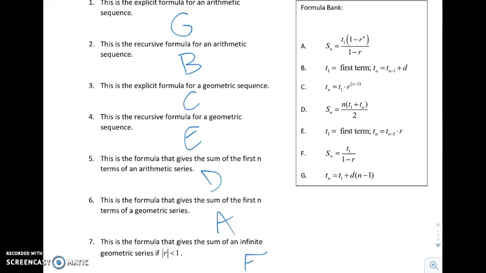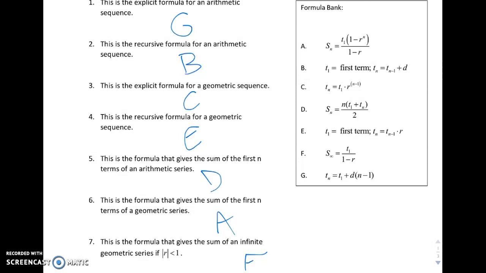Today I'll be going over the Chapter 9 review for pre-calculus. The first section, numbers 1 through 7, is just matching with the formula bank on the right. So here are the answers for those. You can pull those from the notes. Otherwise, you will get these formulas on the test, so it's good to know which one goes to which scenario.